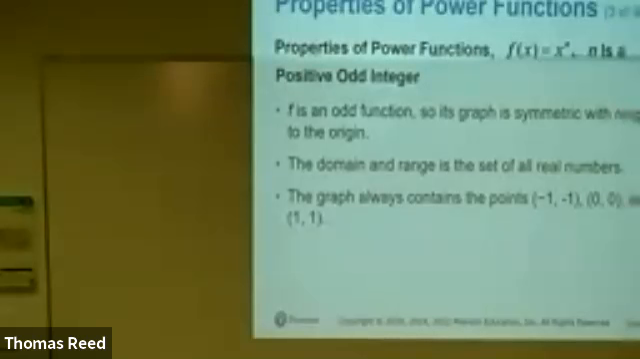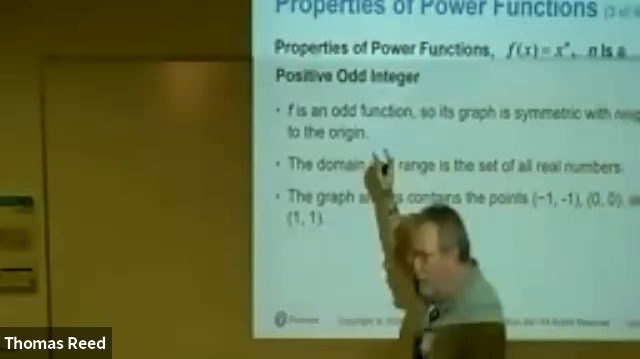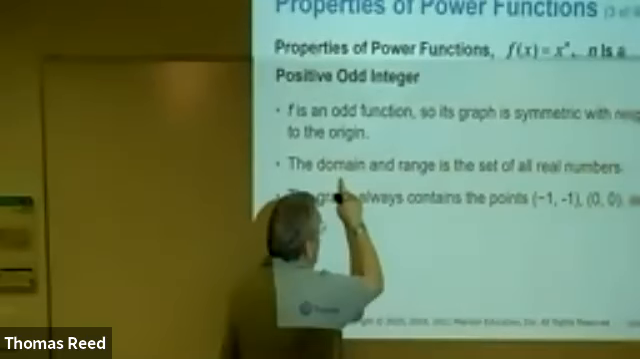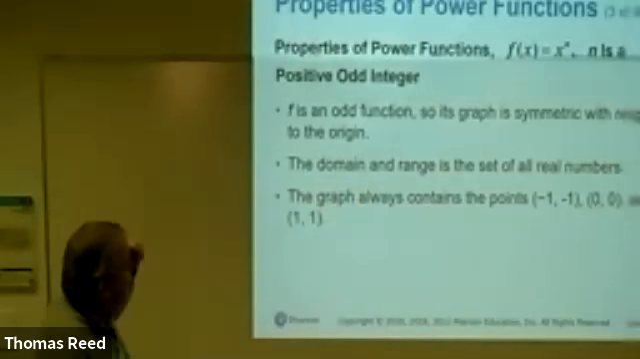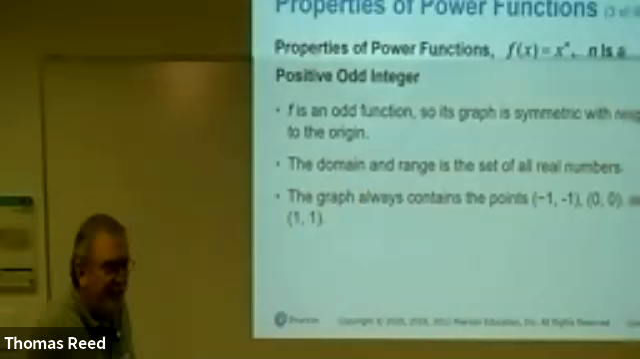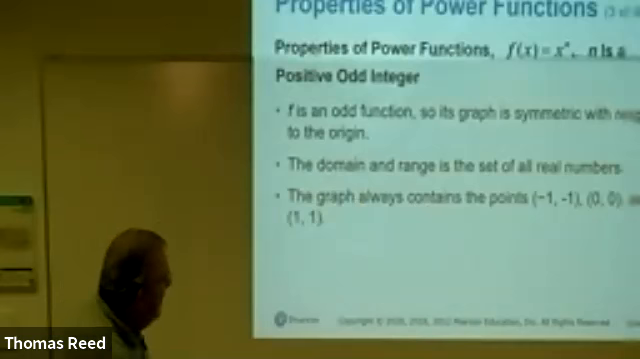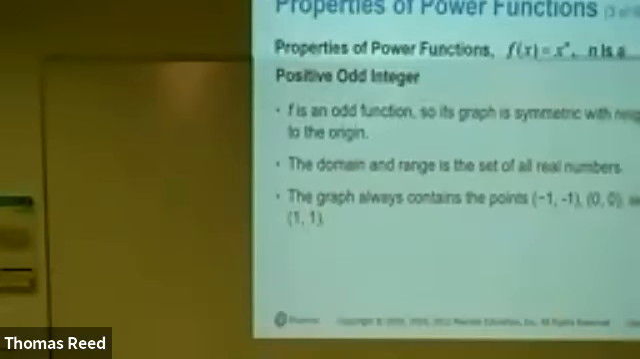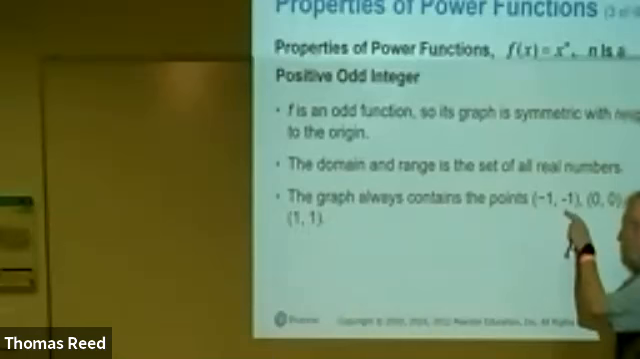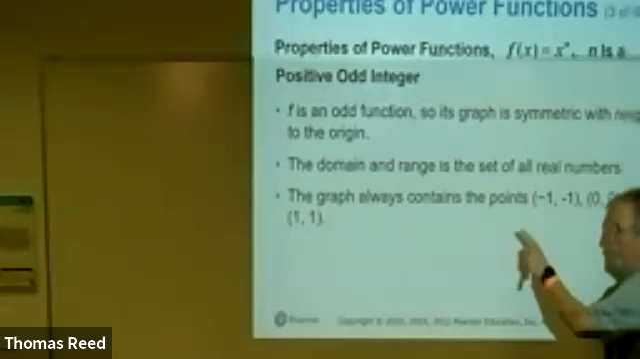Both the domain and range are the set of all real numbers. As with all polynomial functions, the domain is all real numbers. And because it's an odd degree function, its range is going to be the same. And the graph always contains these 3 points. It'll go through -1, -1. It'll go through 0, 0. And it'll go through 1, 1.